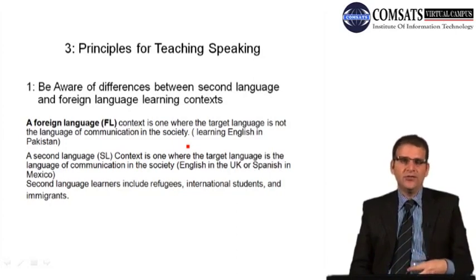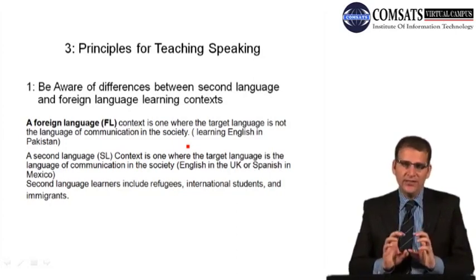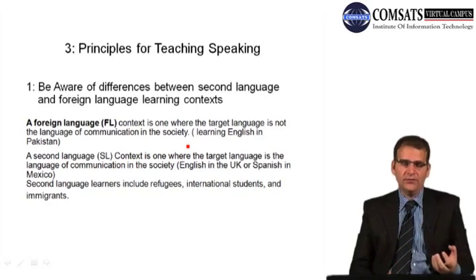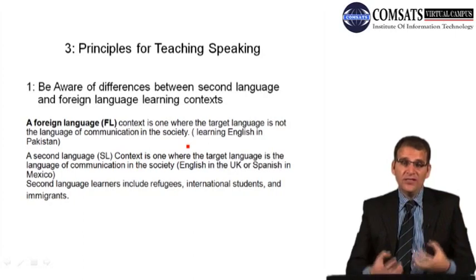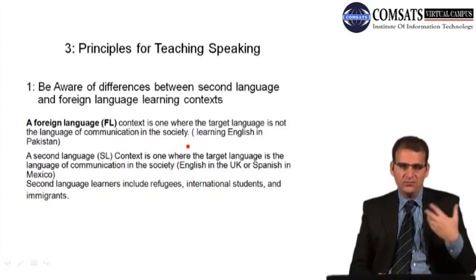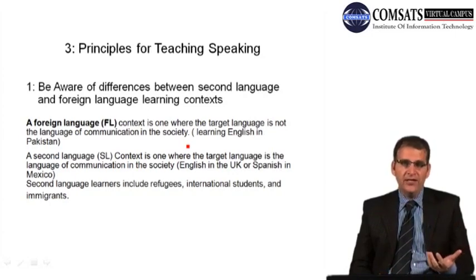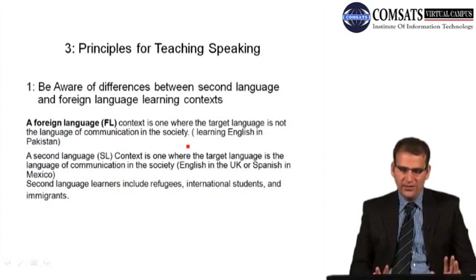Second language is the context, my dear students, where this language is used. For example, if you go to the UK or Canada, where this language is spoken by people, you go as an immigrant or as a refugee. So what happens? Over there you have to learn it as a second language. Is that clear? So the first principle is that you need to know the difference between second language and foreign language learning contexts. I hope things are clear.